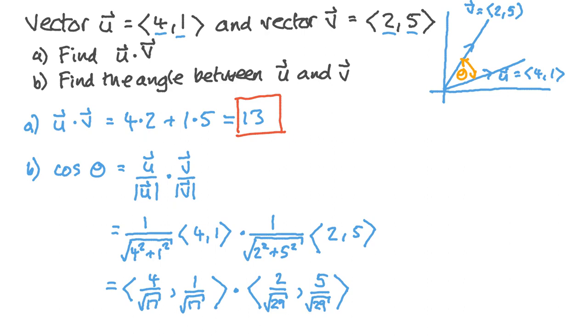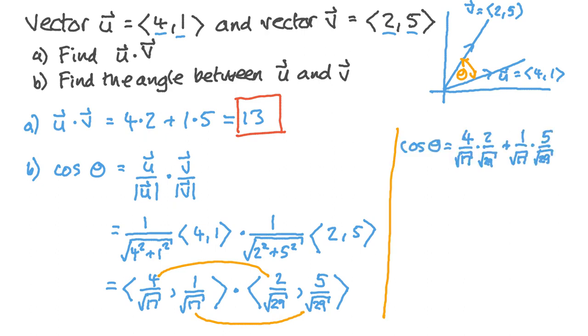And dividing each of the x and the y components by root 29, that vector now becomes (2 over root 29, 5 over root 29). So doing the dot product, we're going to be multiplying this term by this term, and this term by this term, and adding the results together. So cos theta then is equal to 4 over root 17 times 2 over root 29 plus 1 over root 17 times 5 over root 29. And 4 times 2 is 8, and 17 times 29 is 493, so we've got 8 over root 493. 1 lot of 5 is 5, so that's 5 over root 493. 8 and 5 makes 13. So cos theta is equal to 13 over root 493.